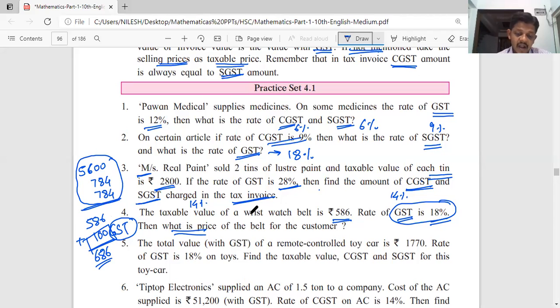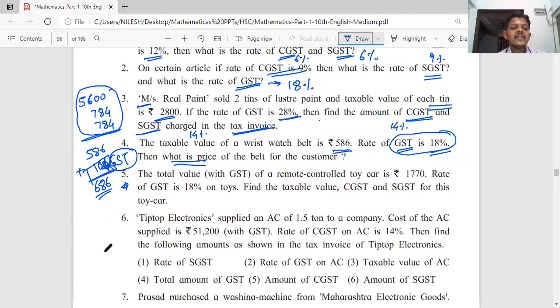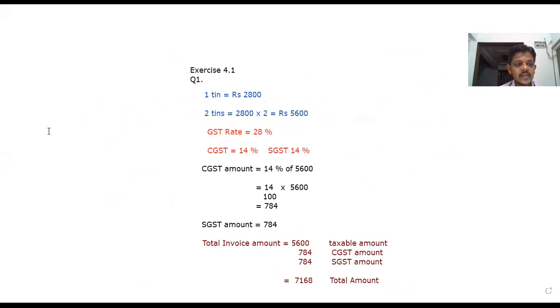Yes, sir. Now this question. 104 rupees 48 paisa, GST amount. Very, very good answer. 104 rupees 48 paisa. Correct. So now, again, important: when we are dealing in real life situations, see, if you consider this example itself, 586 was the original amount, and what you have calculated, 104.48 paisa. So what would be the total amount?